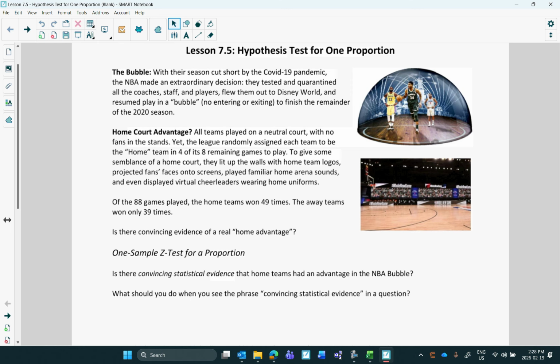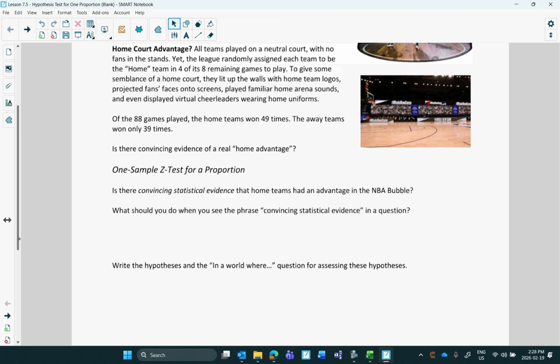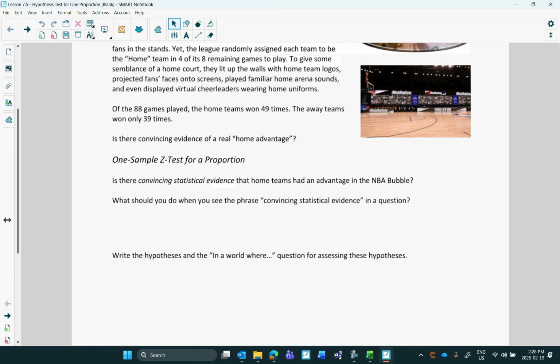we wanted to see, was there an actual home team advantage? Even though it was played in a bubble, yes, the league made it seem like with fans in the stands and virtual cheerleaders that there was a home team, okay, but was there really a home team advantage? So what actually happened, of the 88 games played, the home team won 49 times, away teams won 39 times. We want to know, is there convincing evidence of a real home team advantage?